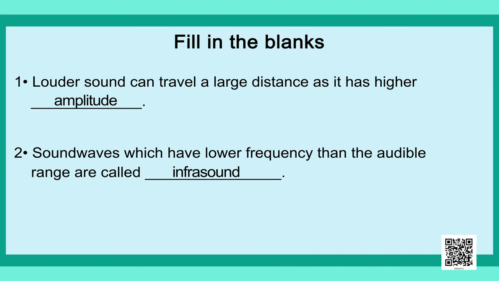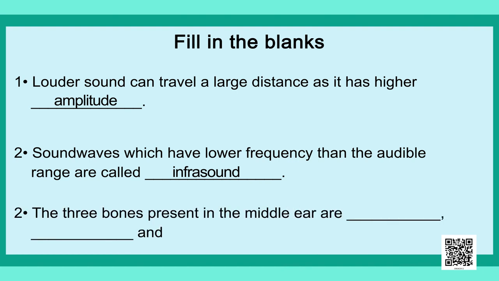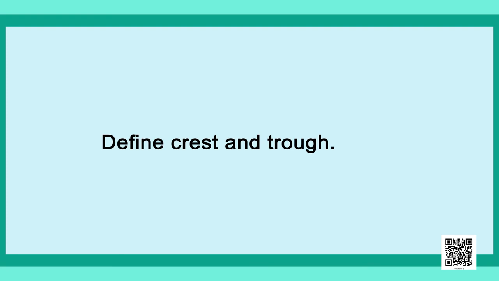Next question, the three bones present in the middle ear are dash, dash, and dash. So, what are the three bones? Hammer, anvil, and stirrup.